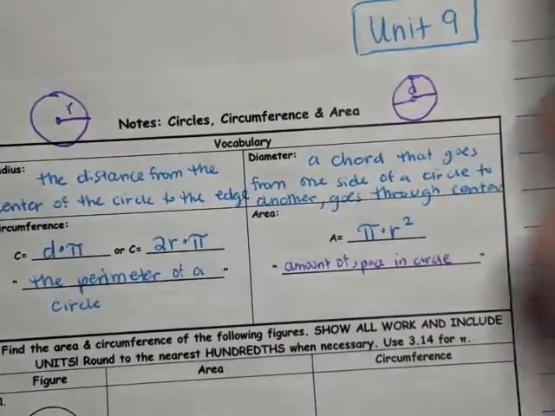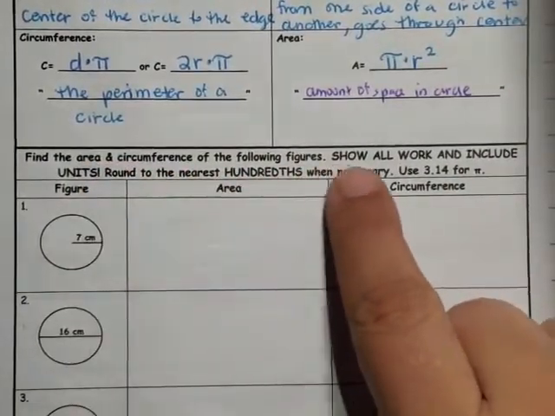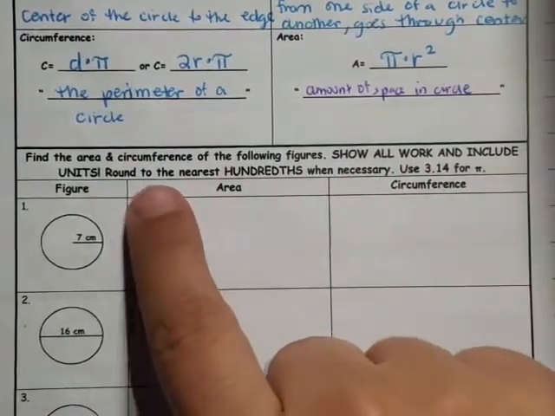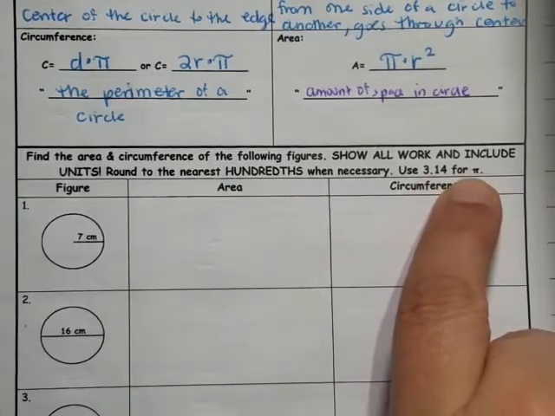Okay. So what we're going to do is find the area and the circumference of the following figures. We're going to show all the work. We're going to round to the nearest hundredth. We're going to use 3.14 for pi.